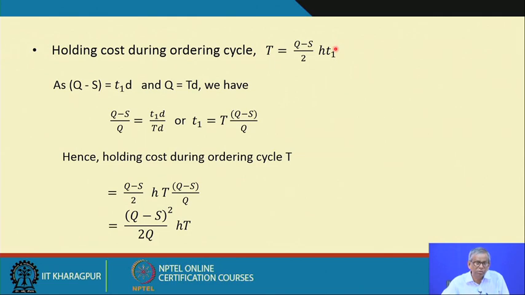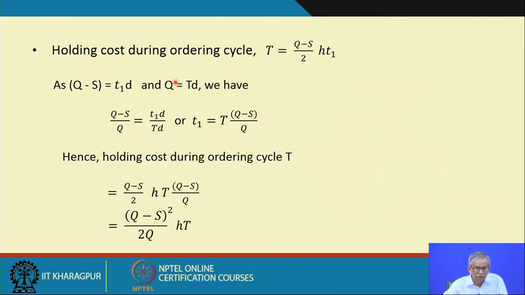That means holding cost is possible, is valid only during this T1 time period. Okay, T1 time period. That's why the H is multiplied with T1. Now Q minus S is the demand rate. So how much time do you require with this demand rate to consume Q minus S? That timing is T1, with a uniform demand.